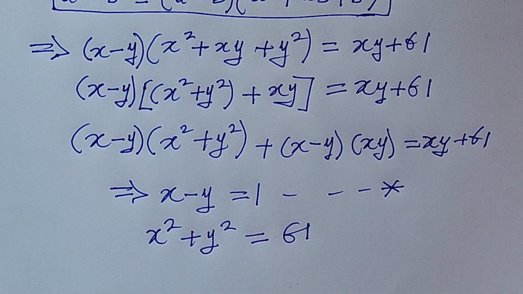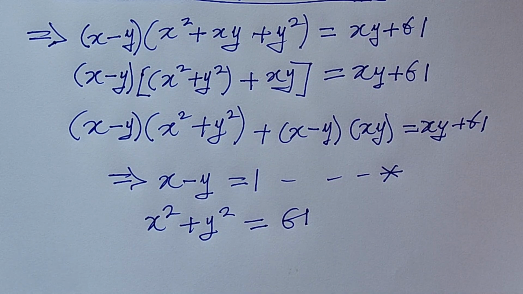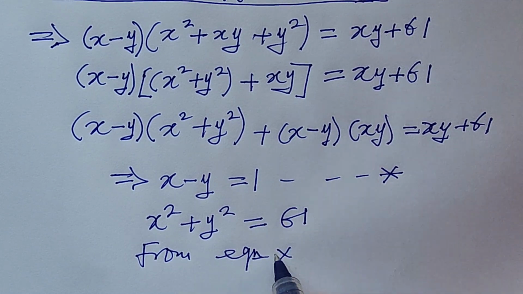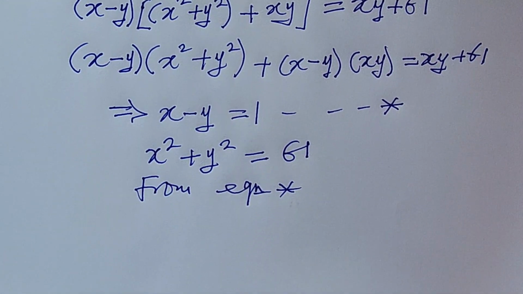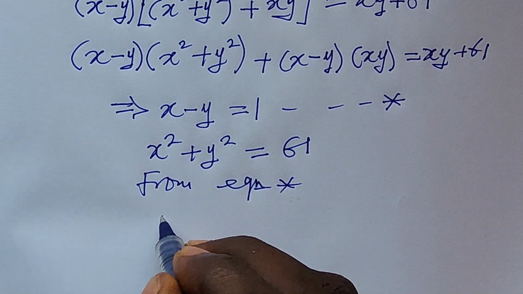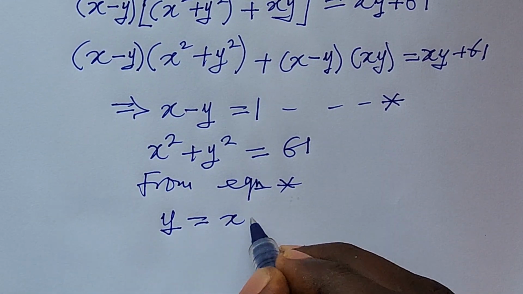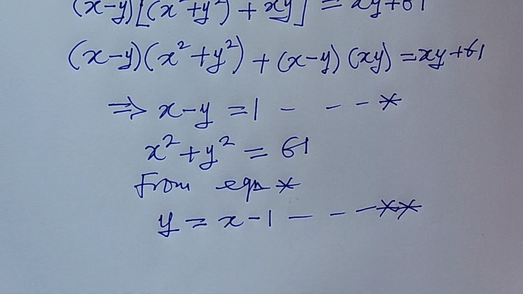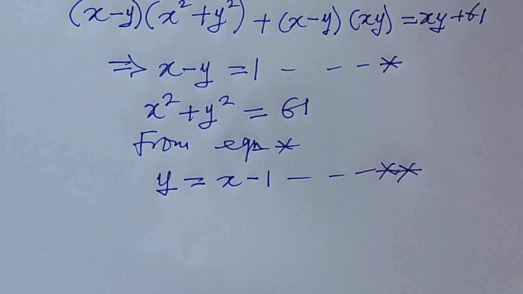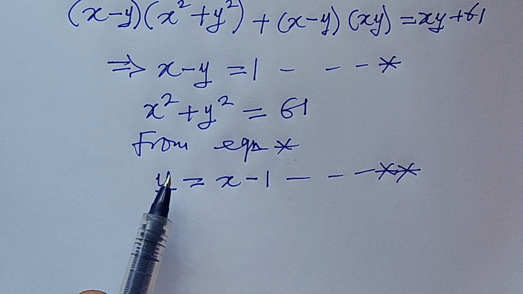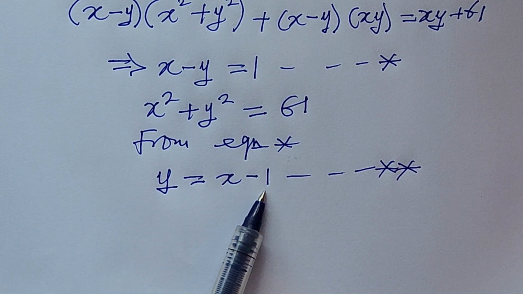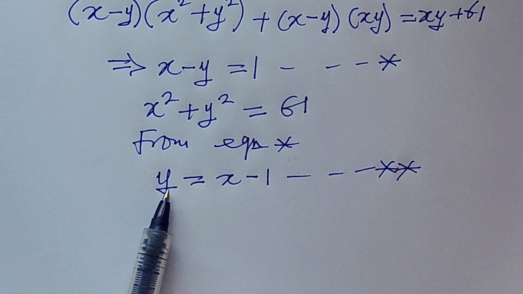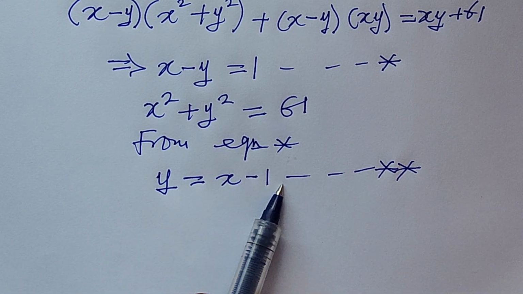Easy. Now from equation star, we can make y the subject of the formula. Making y the subject of the formula means that y is equal to x minus 1. Again, let's give this equation star star. We now put the whole of equation star star into this expression, which is easy. Wherever we see y, let's put this x minus 1 into it.